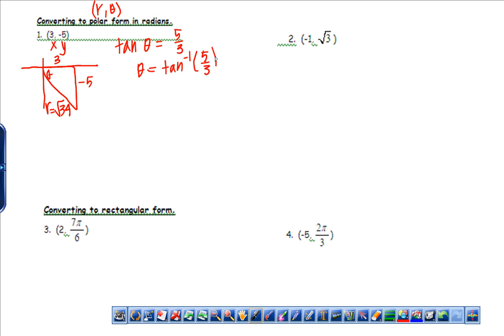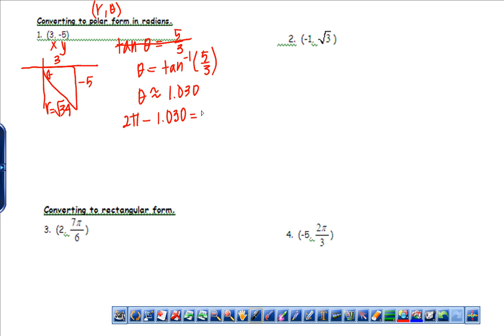And again, if you want to jump to just this step and forget the previous one, you're more than welcome to. We don't know this, so you can use your calculator to find an approximate answer. And this answer is 1.030. Since this is in the fourth quadrant, we're going to have to subtract to find an exact answer, or our reference angle. So we're going to use 2 pi and subtract the angle we found.